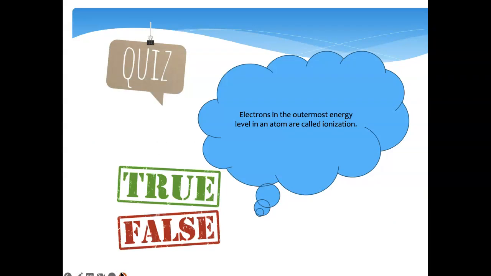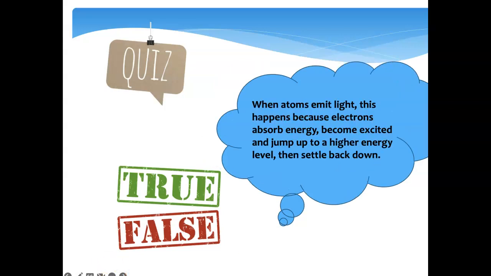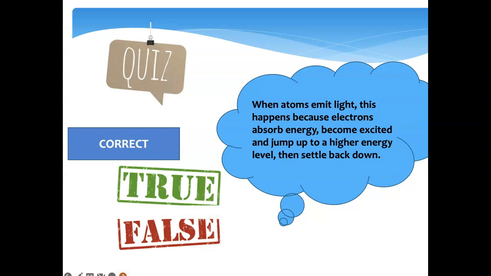All right, got a quick quiz for you. All right, electrons in the outermost energy level are called ionization. Hopefully you thought incorrect. False. Those electrons are our valence electrons. When atoms emit light, this happens because electrons absorb energy, become excited, and jump to a higher energy level, then settle back down. Hopefully you were thinking true.